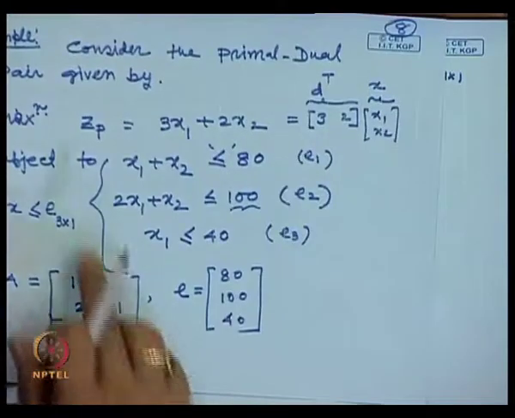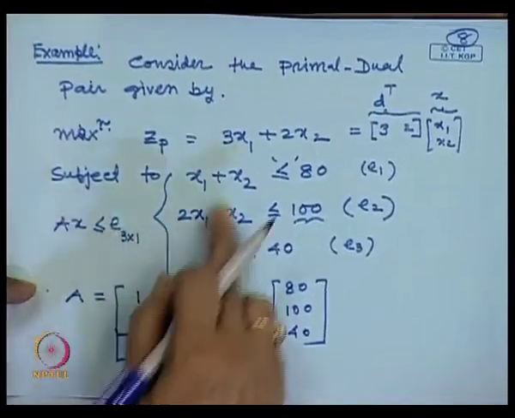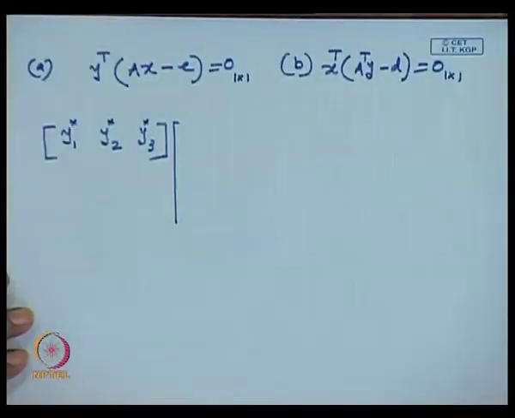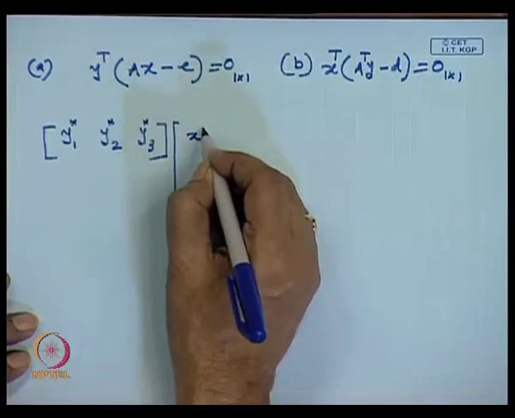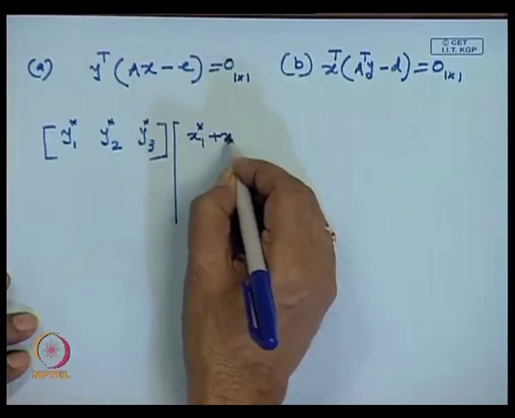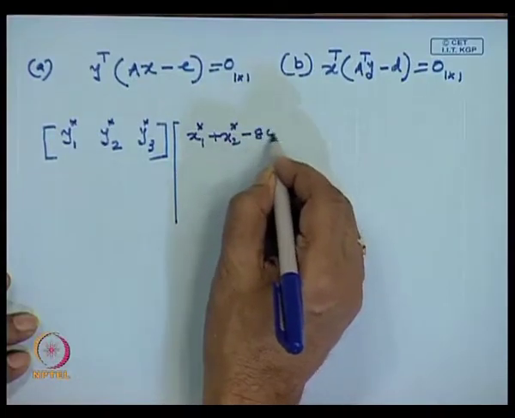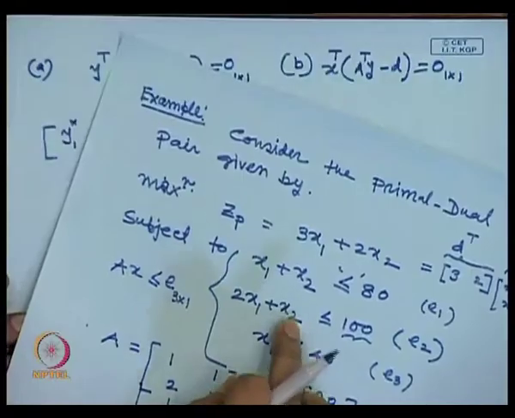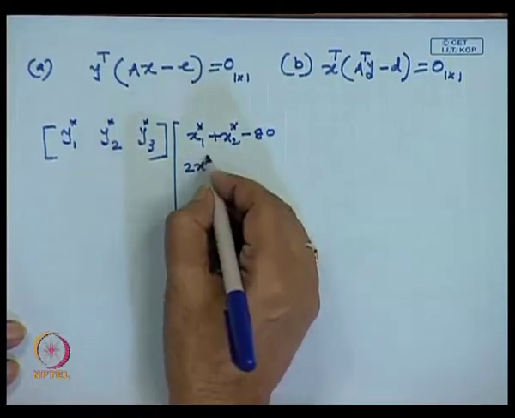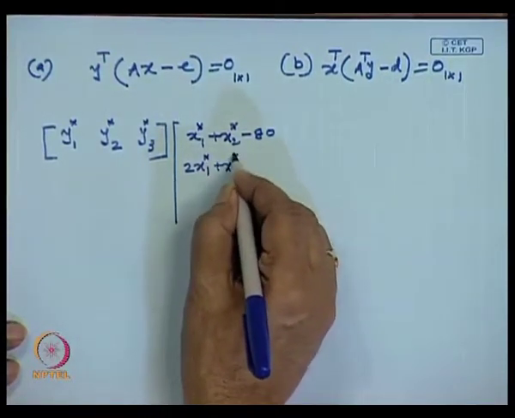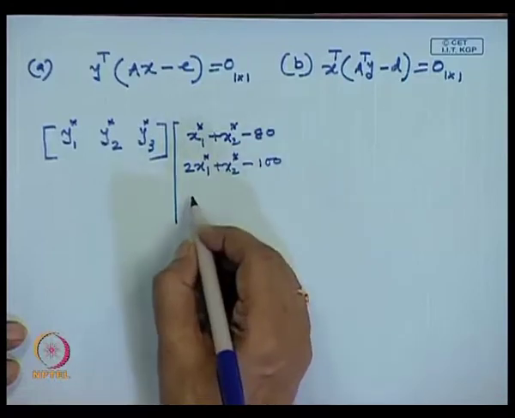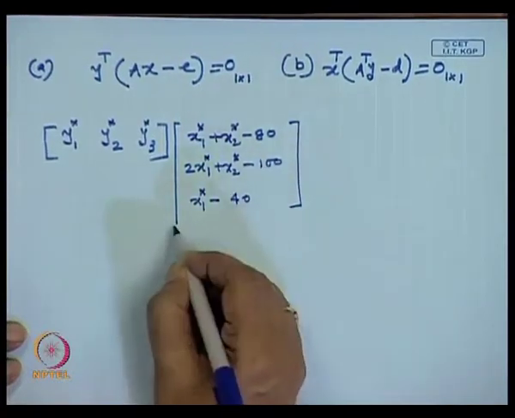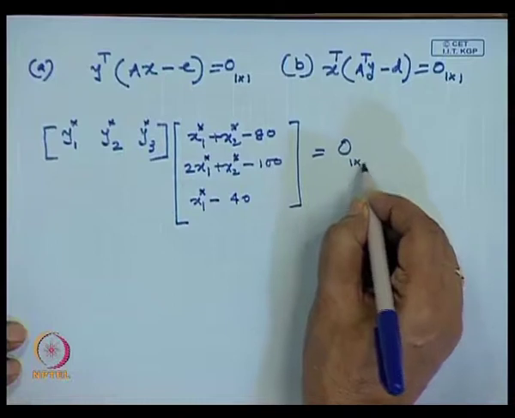If you see, this is A x minus, if you take this side, that one only. So, x 1 plus x 2 minus 80. So, x 1 star plus x 2 star minus 80, the first equation. Then the second equation, 2 x 1 star plus x 2 star minus 100. The third one, x 1 star minus 40, this equal to 0, a 1 cross 1.